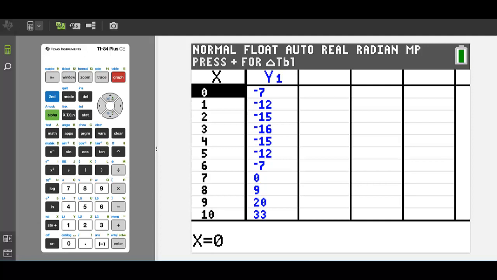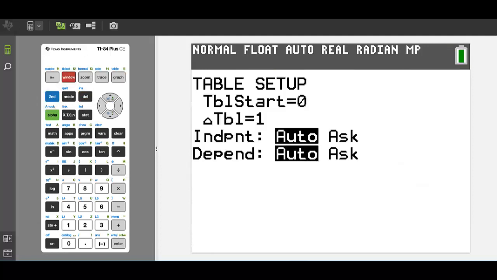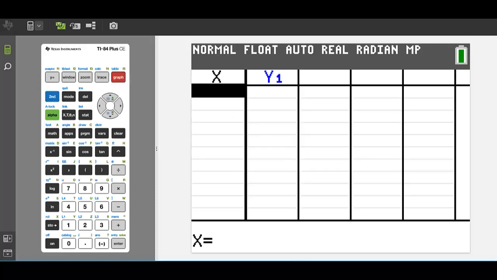And that way we can enter the values that we want. Now let's see, if I first of all go to second window, the table setup, and I scroll down where we have the independent variable set to ask. Then if I go into the table, notice now it's going to let me type in the value of x that I want.